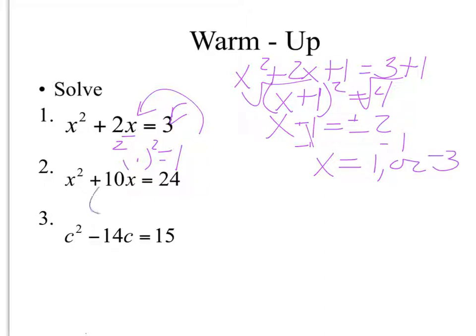For number 2, I ended up with negative 12 or 2, and for the last one I ended up with negative 1 or 15. Does not matter if you have 15 or negative 1 and then 15, as long as you have both of them there.